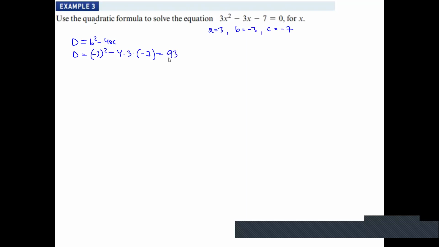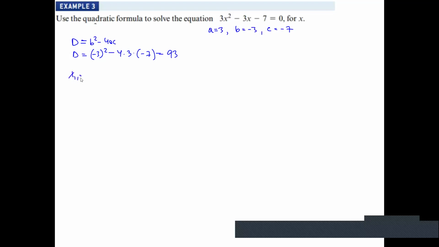93. There is no perfect square from 93. Square root, right? Is it? Let's double check. Yeah.